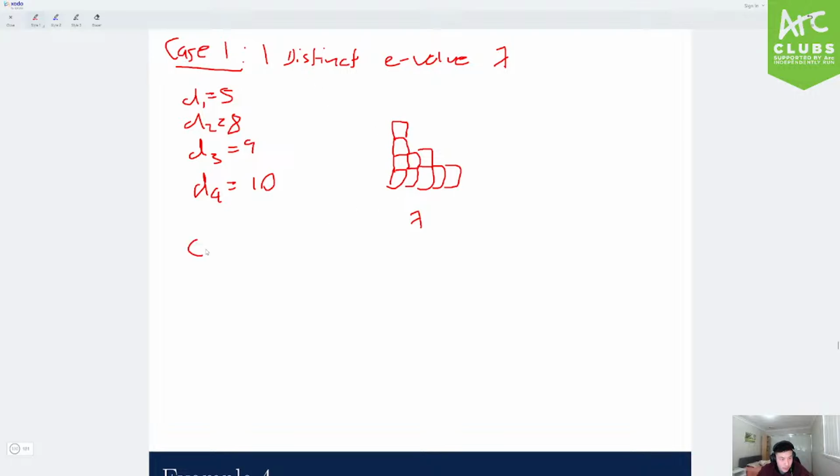And case 2 is if we have 2 distinct eigenvalues.